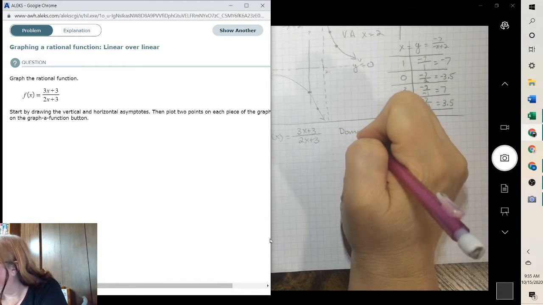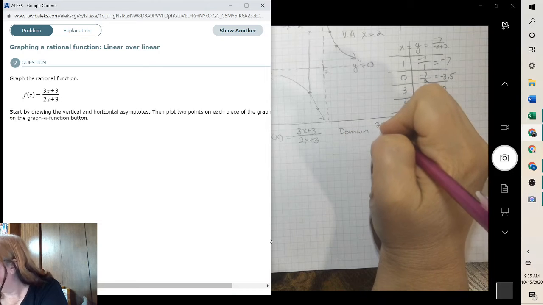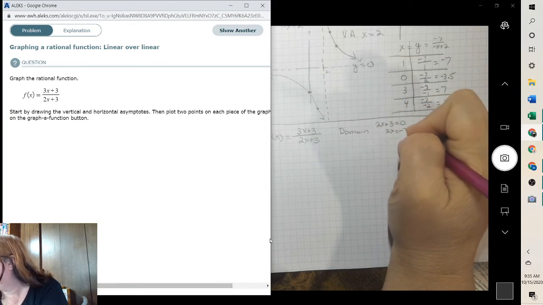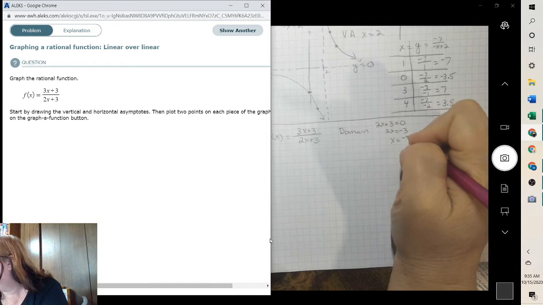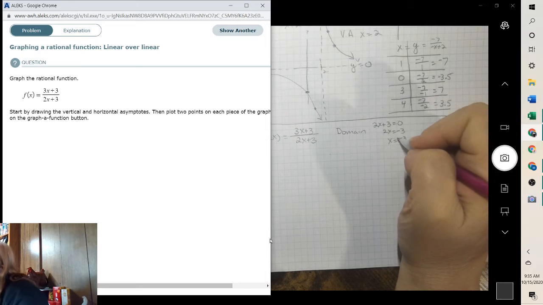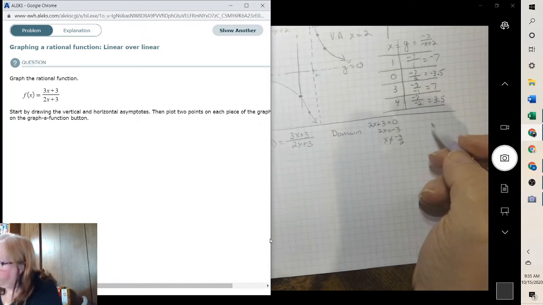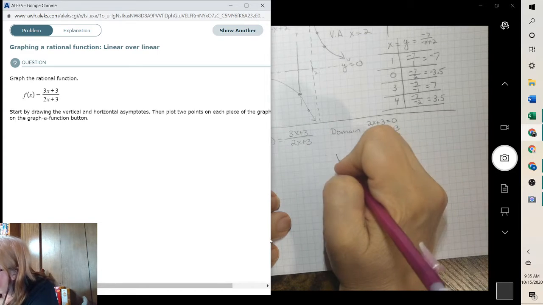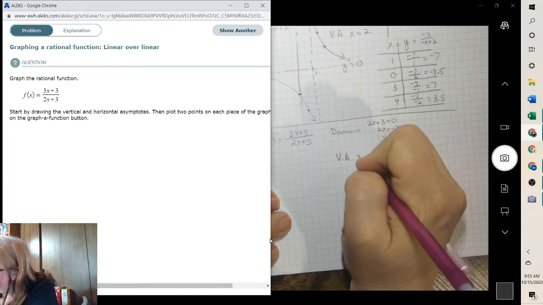Domain. 2x plus 3 equals 0. 2x equals -3. x equals -3/2. So x can be any value except for -3/2. These will not reduce, so that is also a vertical asymptote.